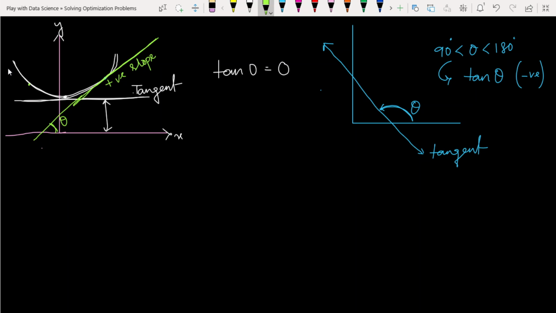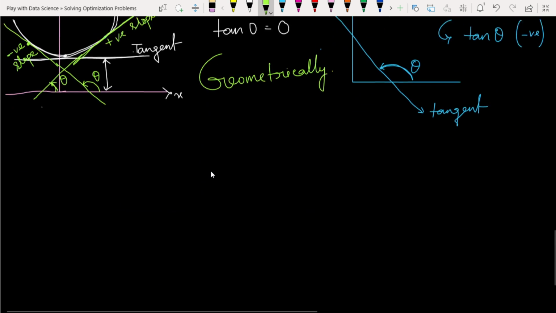Just see this side. If we see the sloping value on this side, here what will theta be? Here theta will be greater than 90 degrees. So on this side, our slope will be negative. This side our slope is positive, and this side our slope will be negative, just geometrically. This is the concept from the geometrical perspective.